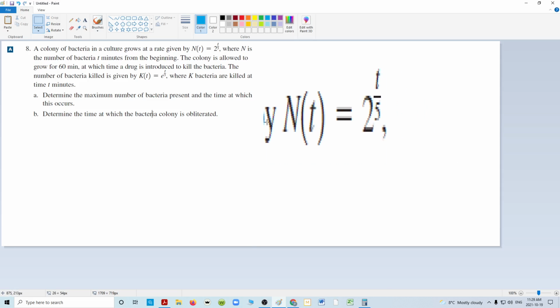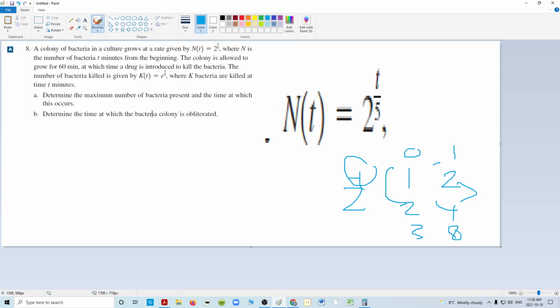Do a little analysis here. Ask yourself, normally it's 2 to the t, which means when t is 0, you get 1. When t is 1, you get 2. When t is 2, you get 4. And when t is 3, you get 8. So it would double every year, right? How fast does it double in this thing?